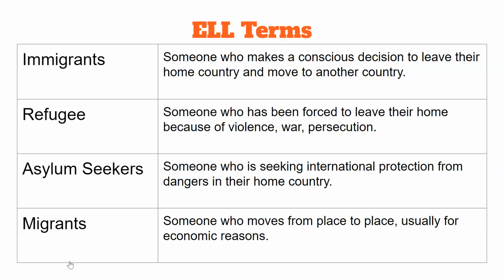Immigrants, refugees, asylum seekers, and migrants make up the ELL population. So an immigrant is someone who makes a conscious decision to leave their home country. They have a plan and they decide to leave. They go through a process. A refugee is somebody who is forced to leave because of violence, war, persecution, things going on in their country. Asylum seekers are seeking refuge. They are fearing being harmed or violence, and so they want international protection. They're seeking refuge in another country. And a migrant is someone who moves from place to place. It's usually for economic reasons. They usually follow crops or they follow jobs and they just move from place to place to place as the jobs move.